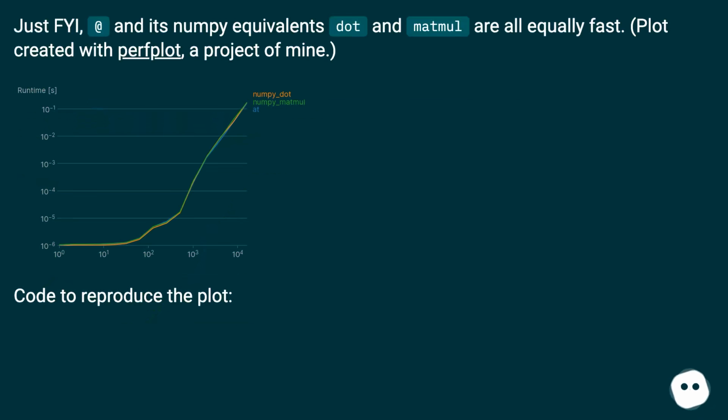Just FYI, @ and its NumPy equivalents dot and matmul are all equally fast. Plot created with perfplot, a project of mine. Code to reproduce the plot.